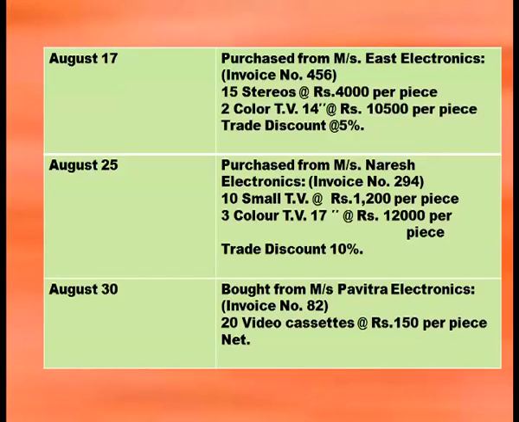Some more transactions are there for Harsha Electronics. They purchased on August 17th from Messrs. East Electronics 15 stereos at rupees 4,000 per piece, 2 color TV at rupees 10,500 per piece, trade discount at 5%. Then on August 25th, purchase from Messrs. Naresh Electronics 10 small TV at rupees 1,200 per piece and 3 color TV at rupees 12,000 per piece and trade discount 10%. Similarly, one more transaction is given on August 30th.